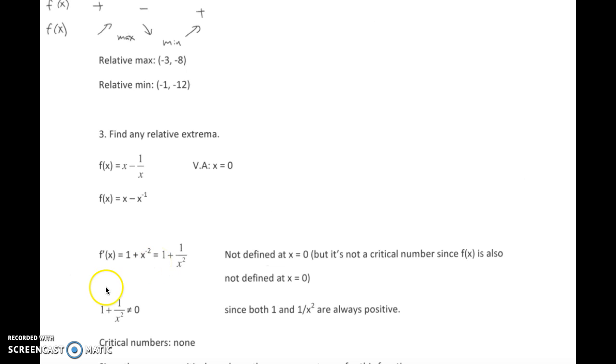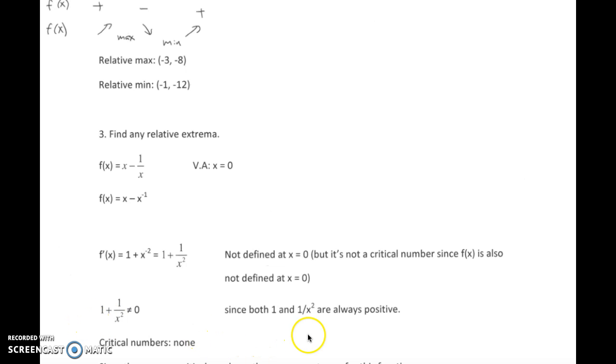Now this function is still not defined at x equals 0. But it's not a critical number because our original function also was not defined at 0. So even though the derivative is not defined at x equals 0, the original function wasn't either, so it's not a critical number. When we take our derivative and set it equal to 0, that can't happen because we can't have a 0 in the denominator. And so we have no critical numbers.